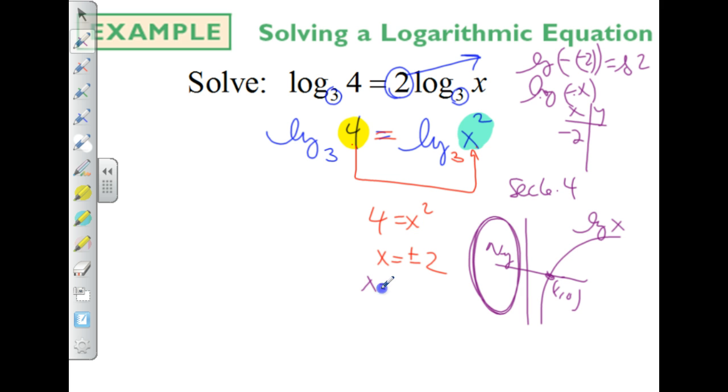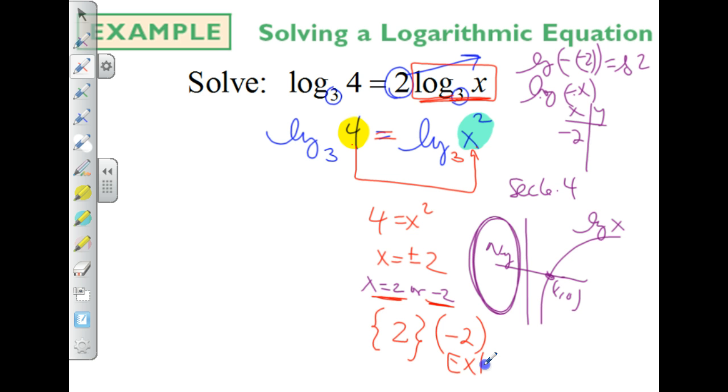So when I'm saying that x is equal to 2 or x is equal to negative 2, my question is, does either 2 or negative 2 cause me to take the log of a negative? And right here, Houston, we have a problem. I can't let x be negative 2. So my final solution is 2, and negative 2 is called an extraneous solution. You can either throw it out or put it in parentheses or denote it.